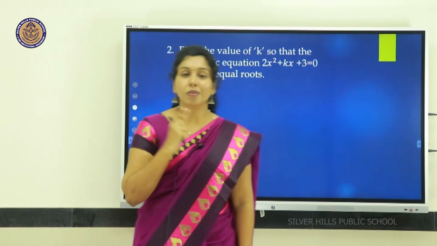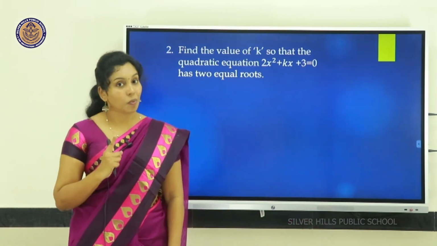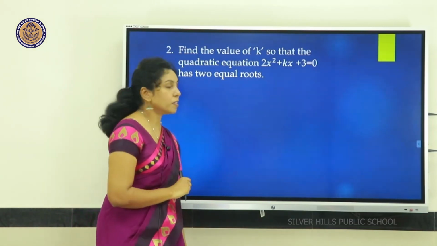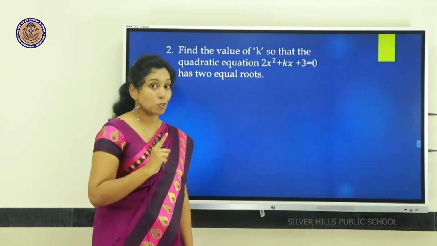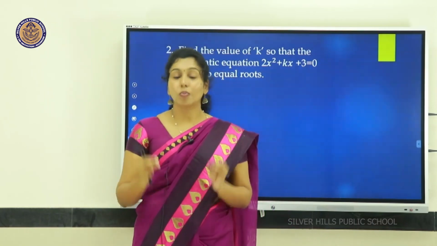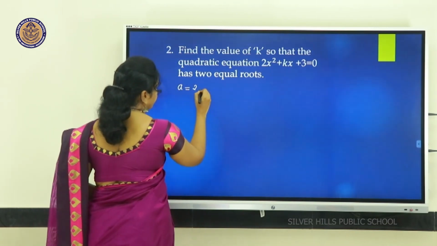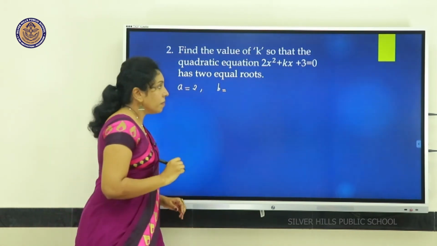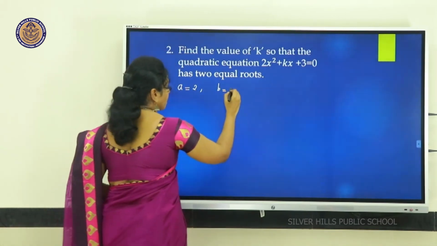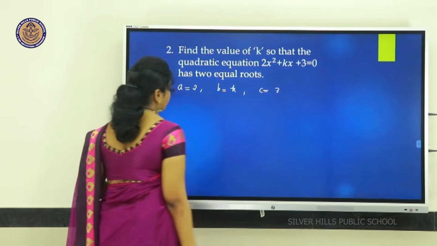So when will a quadratic equation have two equal roots? We know it's when its discriminant is equal to 0. That is, b square minus 4ac equal to 0. So using that clue given in the question, we are going to find the k value. So A is 2 here. B means it's the coefficient of x. It's not given, it's k here. C is equal to 3.